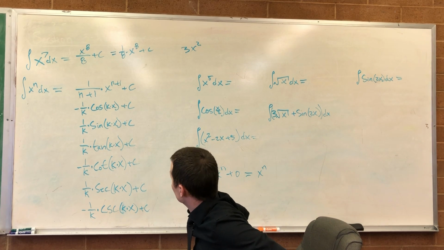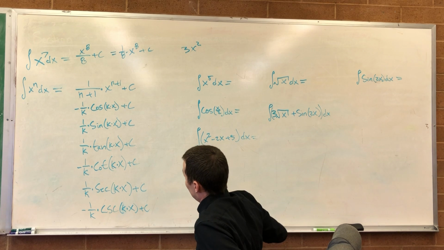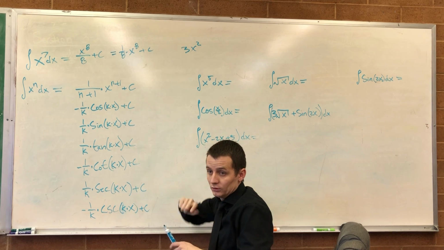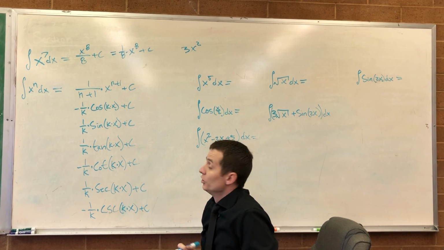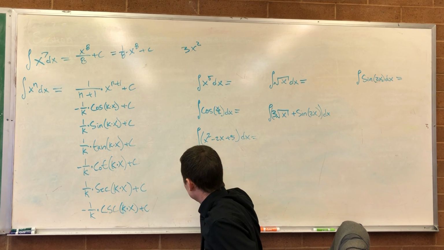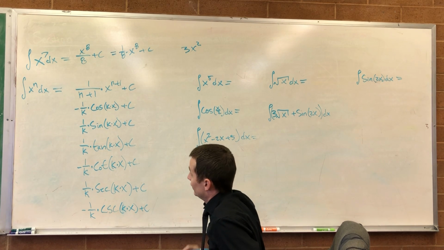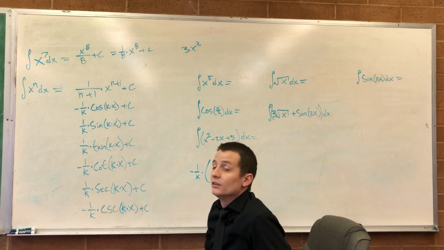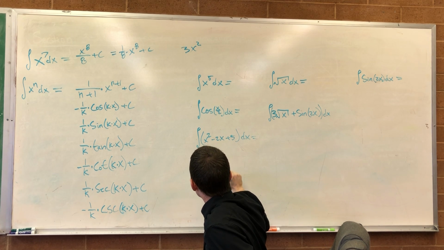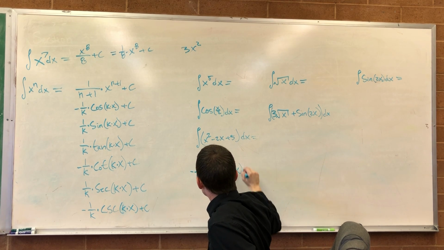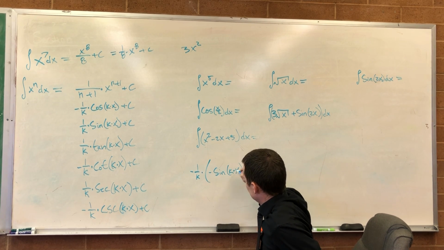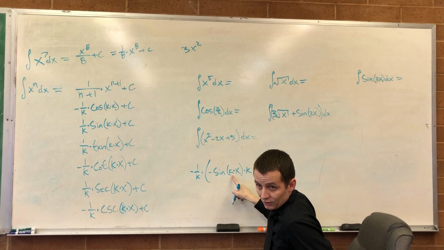So now, let's do this one. K here is a constant, x is our variable. So when you do the derivative of the whole thing, the minus 1 over k we don't care about, that's just a constant, right? Times, what's the derivative of cosine? Negative sine of k times x, chain rule, times the derivative of the inside, which is k.